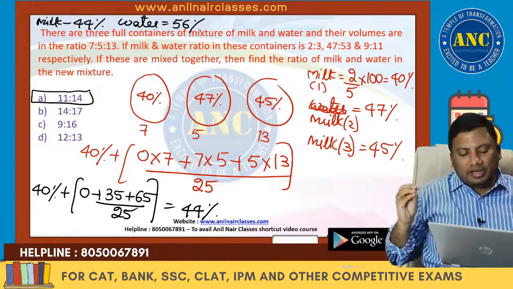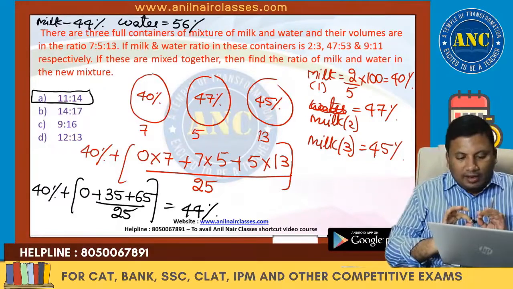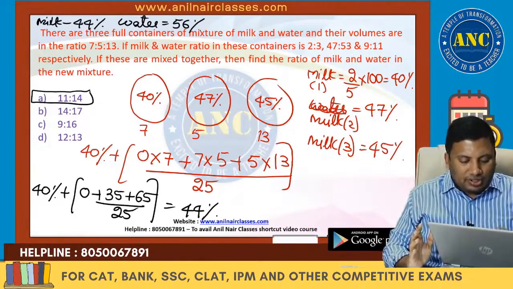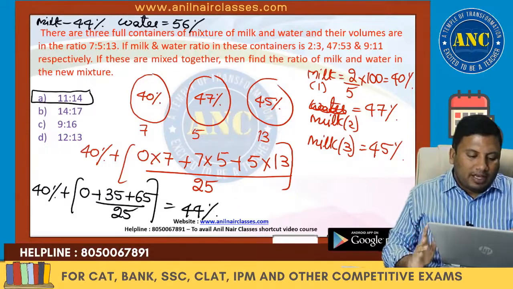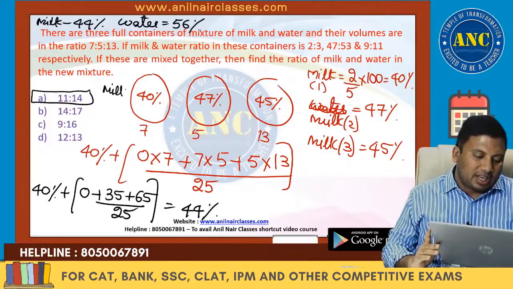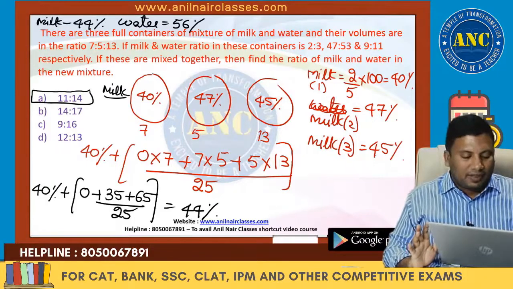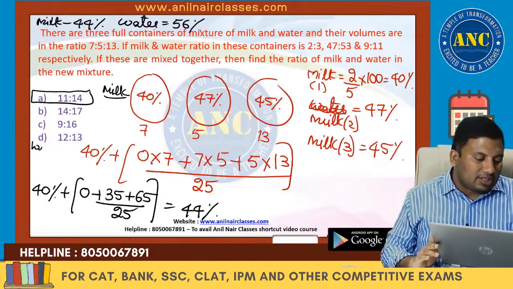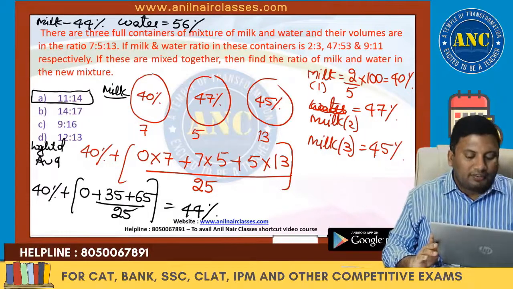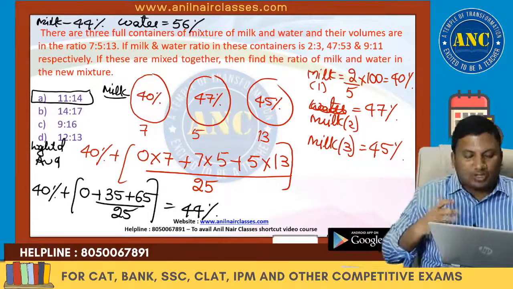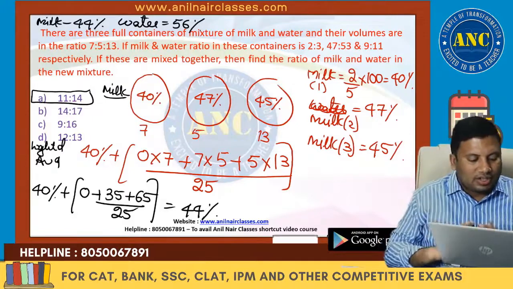Container 1, container 2, container 3. Mixtures are in the ratio 7:5:3. Milk is 40% in container 1, 47% in container 2, 45% in container 3. So, weighted average concept. Average is always greater than the lowest value. Even if you take 47 also, you will get the same answer. You can check it out.